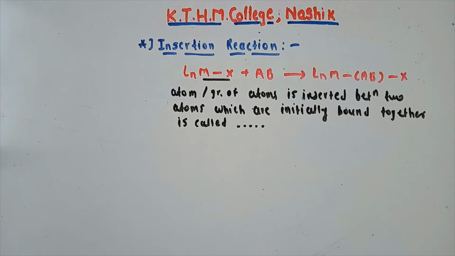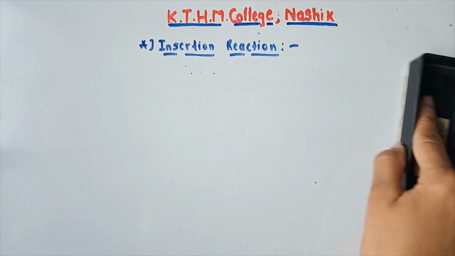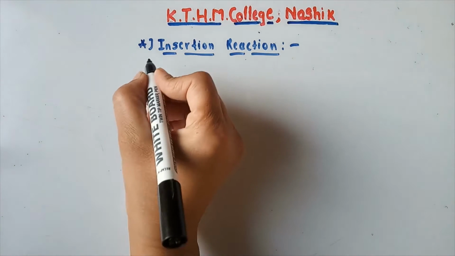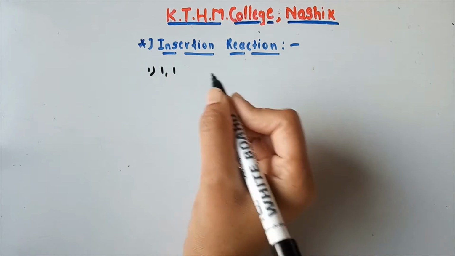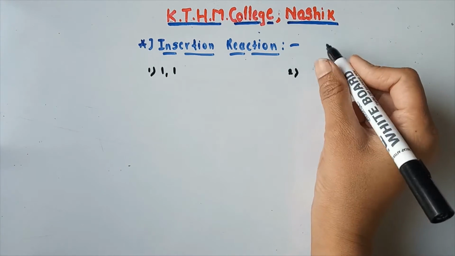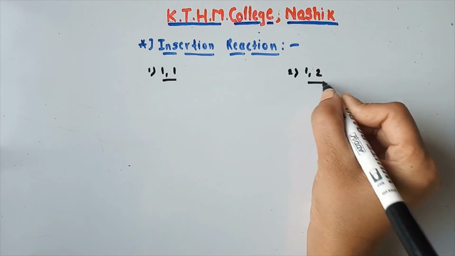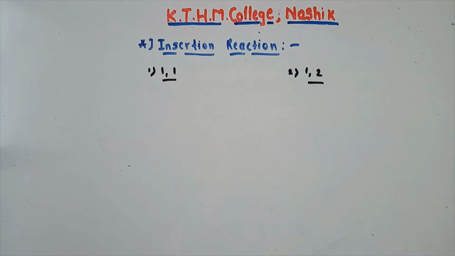Let's see the classification of insertion reaction. The insertion reactions are mainly of two types, depending on the atoms to which the migratory group is transferred. First is 1,1 insertion while second is 1,2 insertion. Let's see what is the 1,1 insertion.